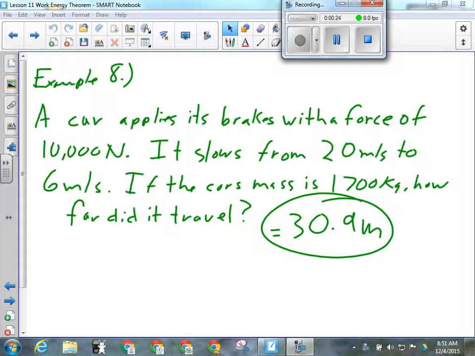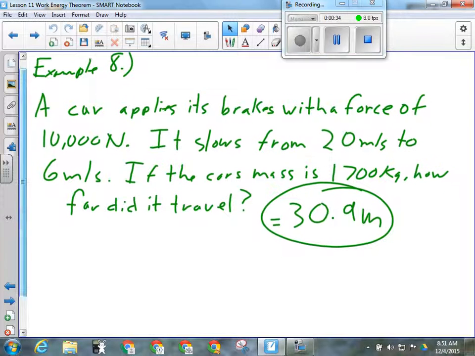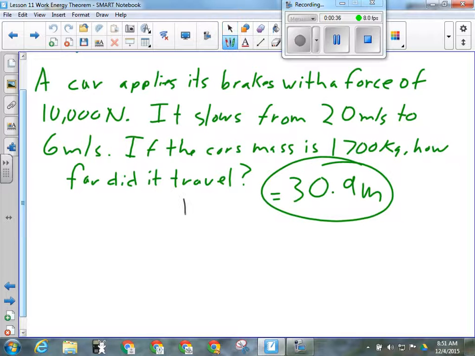Kinetic. All right. So we know that the work that's being done by the car's brakes is going to change the kinetic energy of the car. Everyone with me there? So that's how we got to set this up then. We know that this is a work energy theorem problem. Work's a change in energy.